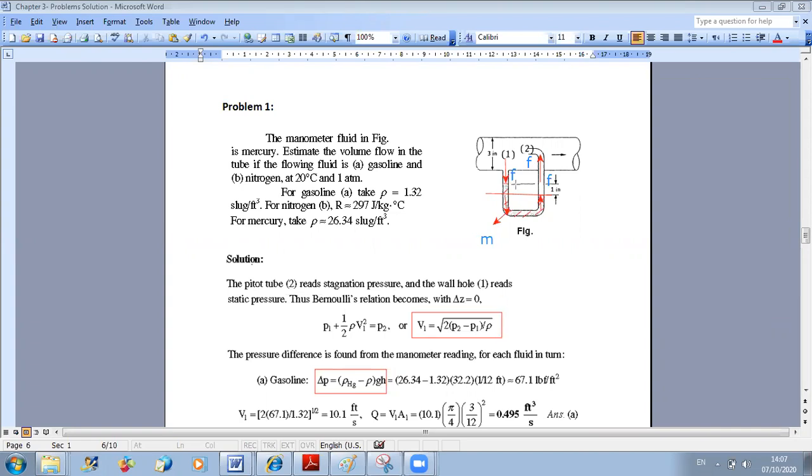This is how, in this problem, you can see how pitot tubes can be used to calculate the velocity of a flow, because for a pitot tube I know that the velocity at 2 is 0. So from Bernoulli I can find V1 as a function of delta P, and from manometer relations I can get delta P. If I read H, from H I find delta P, and from delta P I find V1.